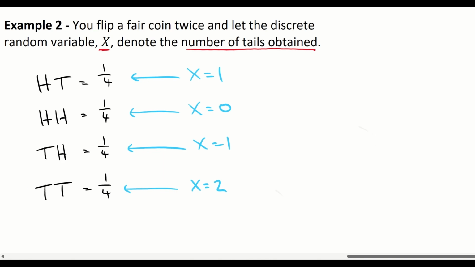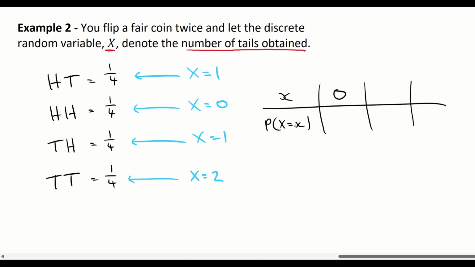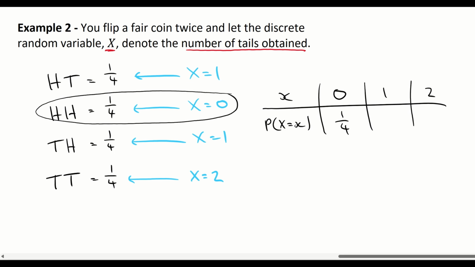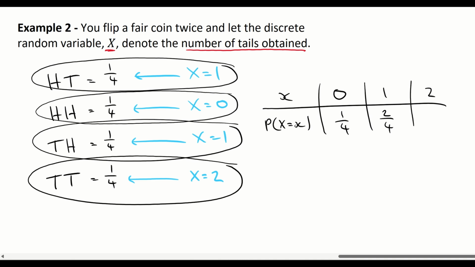So if I'm going to create the probability distribution table for this, I would have my x and then the probability that my discrete random variable is equal to whatever I put up here. And I've got 3 possibilities. I can get no tails, I can get 1 tail, or I can get 2 tails. And so the probability that I get no tails, well, that's only this one here, so just 1 in 4. The probability that I get 1 tail, well, I've got this one up the top here, or this one here, so that would be 2 out of 4. And the final one, the probability that I get 2 tails, that is also 1 out of 4. And we can check that this is a probability density function, because if we add all of our probabilities together, we get 1.